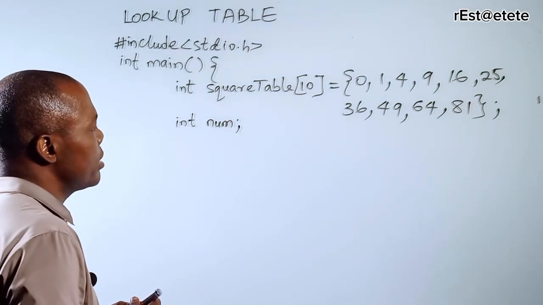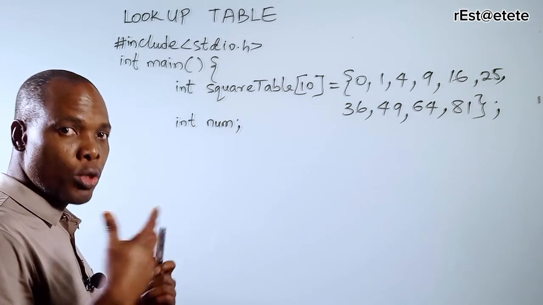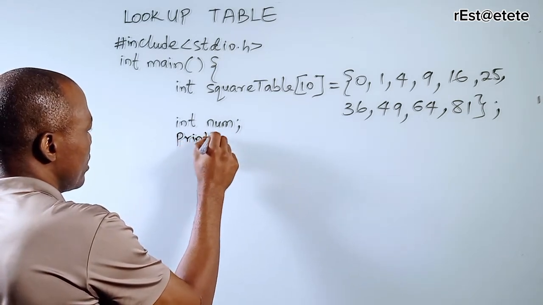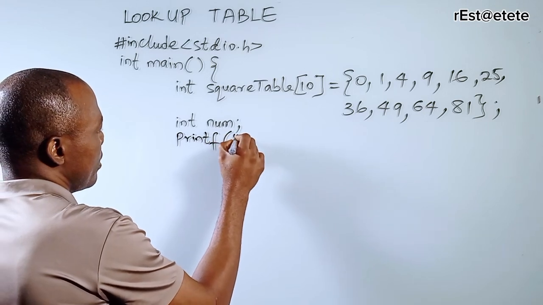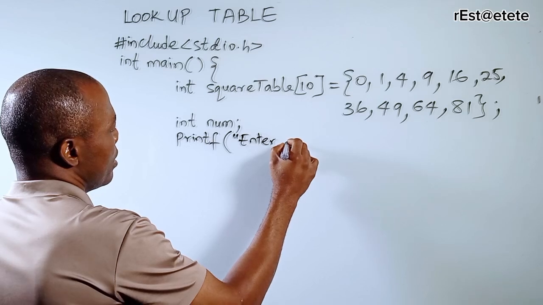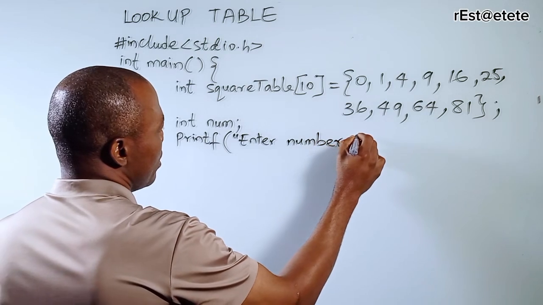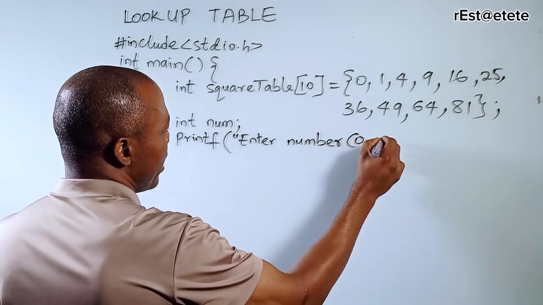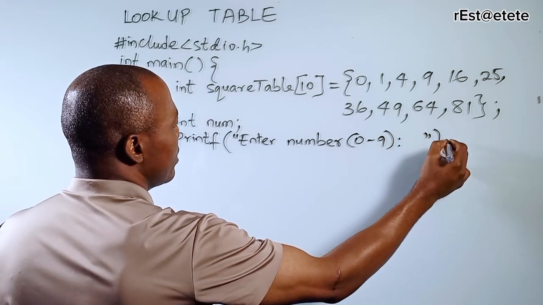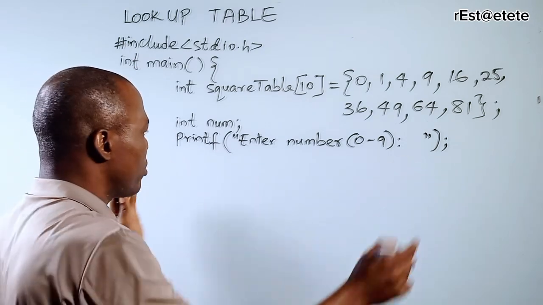Then the next thing we'll do is I will ask you to input a number. So printf, enter number. I'll put 0 to 9. Then I'll close this. So this will be printed out on the screen. Printf, enter number. It will be printed out on the screen.